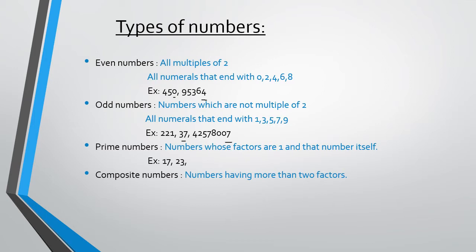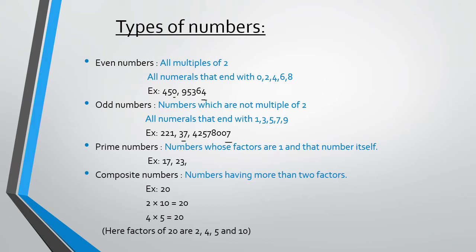Next we will learn about composite numbers. Composite numbers are numbers that have more than 2 factors. Alright, I will show an example to explain this. Now let's take the example of 20. Now 20 can be divided by 2, it can be divided by 10, it can be divided by 4, it can be divided by 5. So 20 has 4 different factors. So 20 is a composite number because it has more than 2 factors.